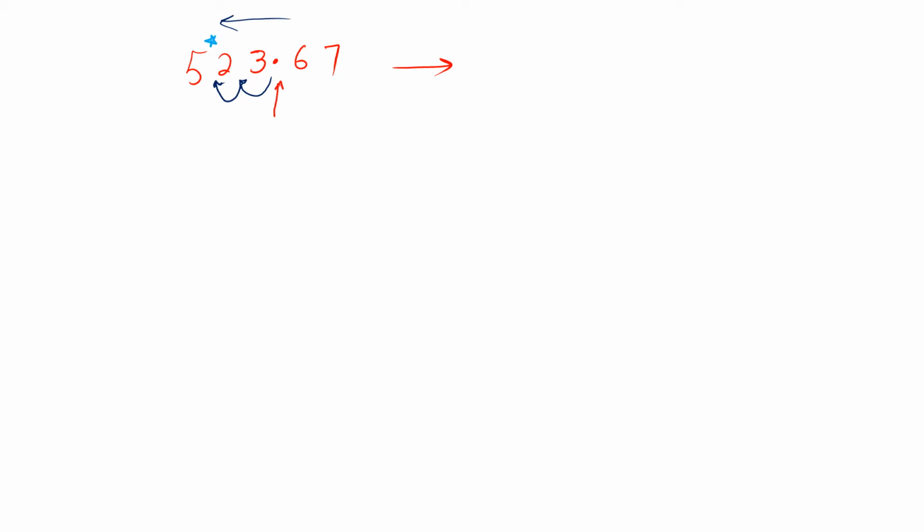So how do you write? 5 point, then write 2367 times, again write 10. How many places did you move the decimal? 2. And since you are moving towards the left, it has to be a positive sign.